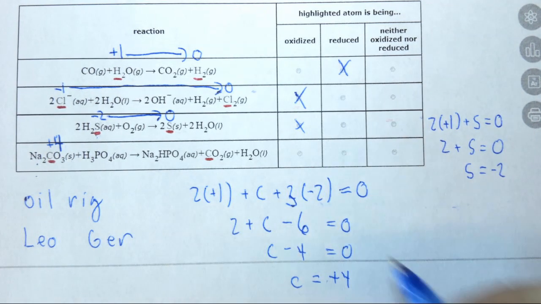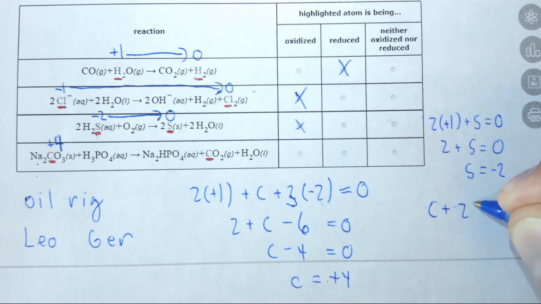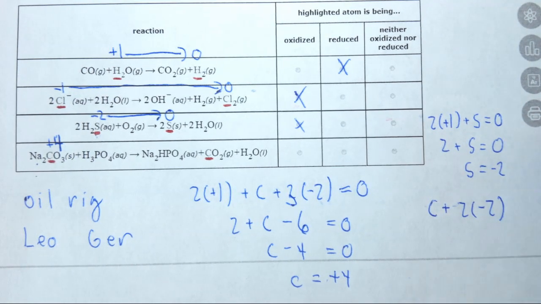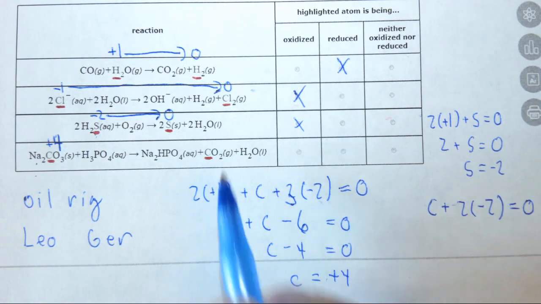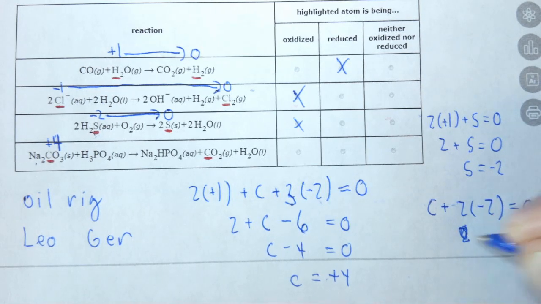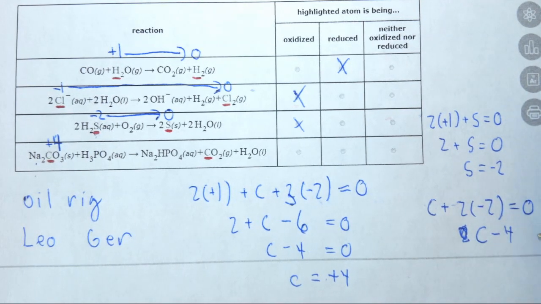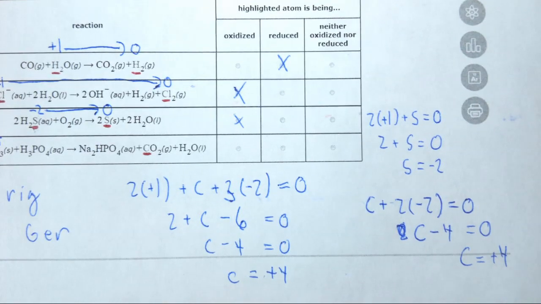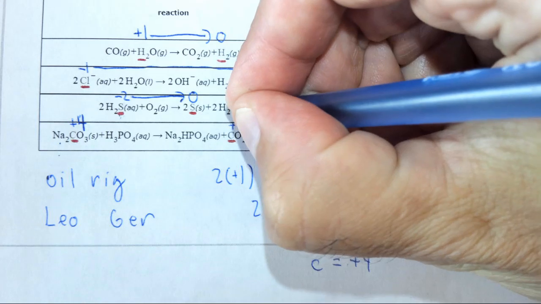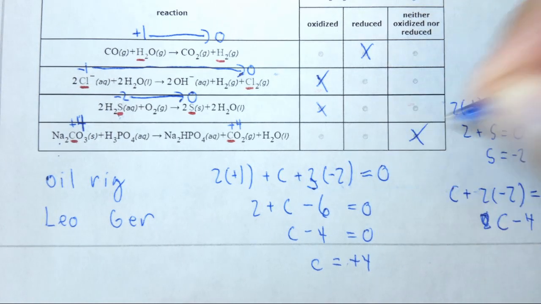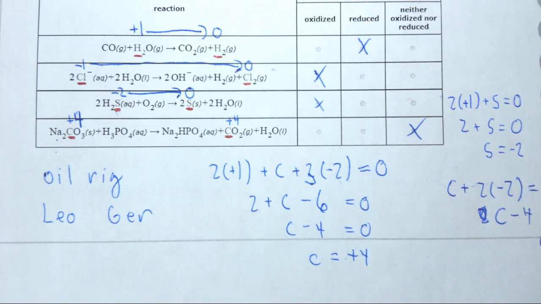And what about in carbon dioxide? I did this one in a previous video, but we'll do it one more time. Here we have carbon plus 2 times the oxidation state of oxygen, -2, equals 0, because the overall charge is 0. Carbon minus 4 equals 0. Carbon equals +4. So on the product side, carbon is again +4. So +4 to +4 is not a change. So this is not an oxidation-reduction reaction, at least with respect to carbon.